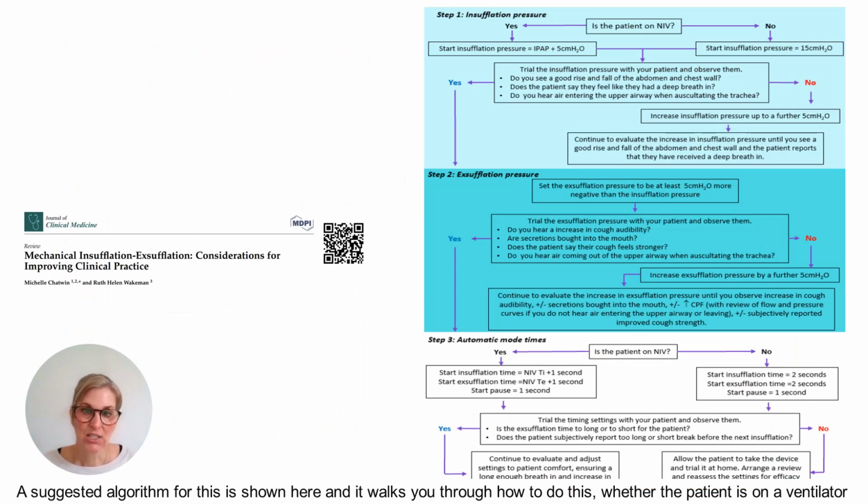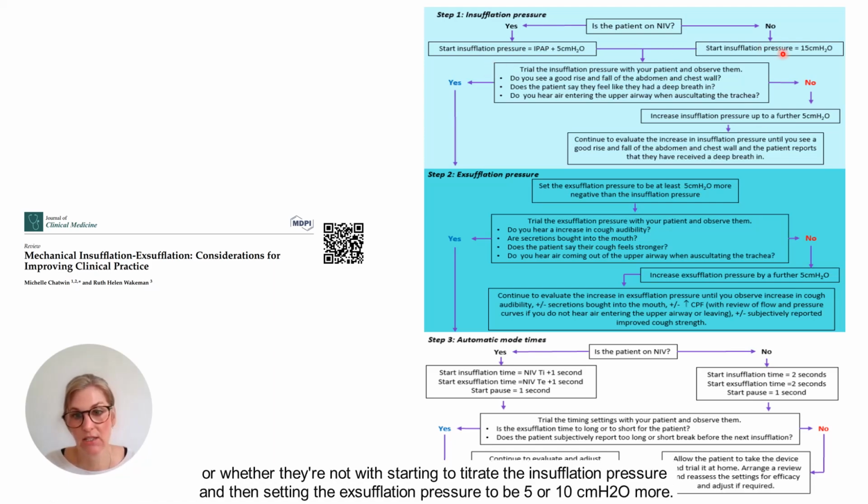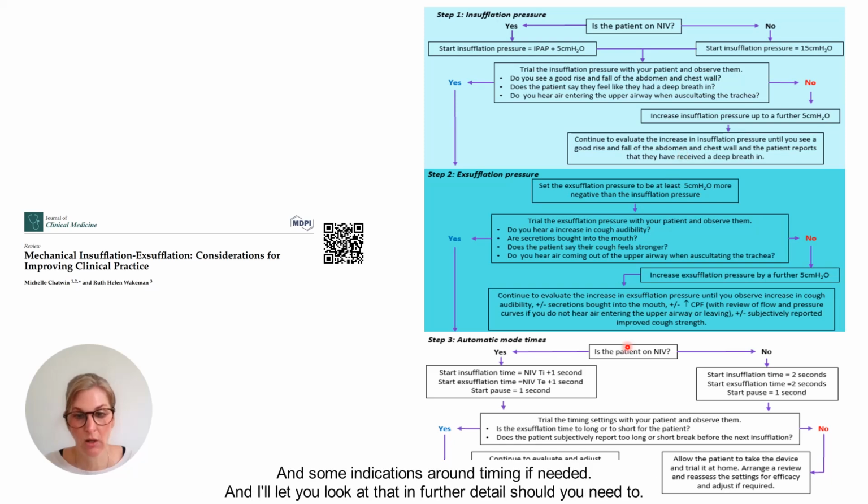A suggested algorithm for this is shown here, and it walks you through how to do this, whether the patient is on a ventilator or whether they're not, with starting to titrate the insufflation pressure and then setting the exsufflation pressure to be 5 or 10 centimetres of water more, and some indications around timing if needed. And I'll let you look at that in further detail should you need to.